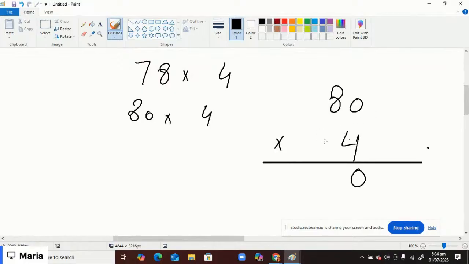Now, what is the answer of 4 times 8? Everyone tell me in the chat please. 4 times 8 is 32. So we put it out here, 32. And here is the answer, okay?